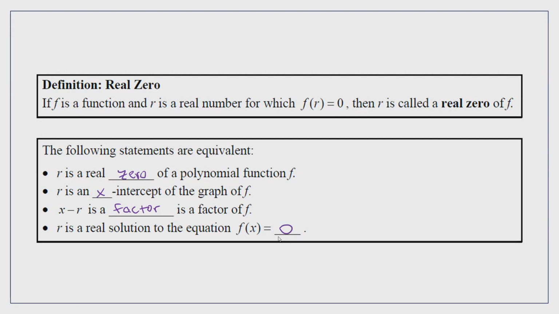So if r is a real zero of the polynomial function, then r is also an x-intercept of the graph of f, and x minus r is a factor of f. And then r is a real solution to the equation. So I know, 4 different statements meaning similar things, but it's going to help us in trying to graph polynomial functions and then also identify its characteristics.